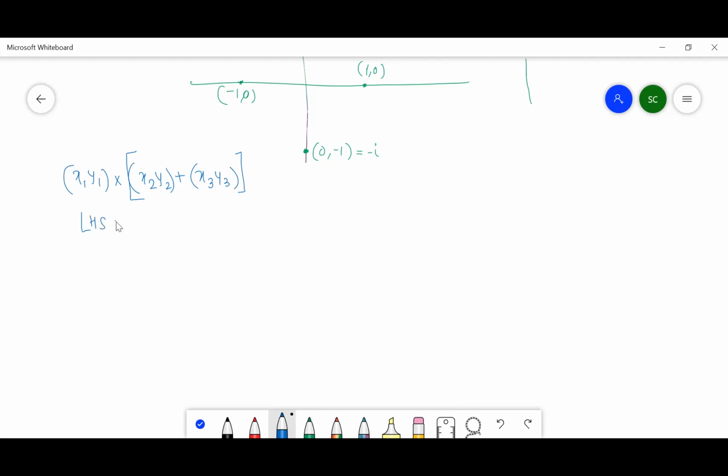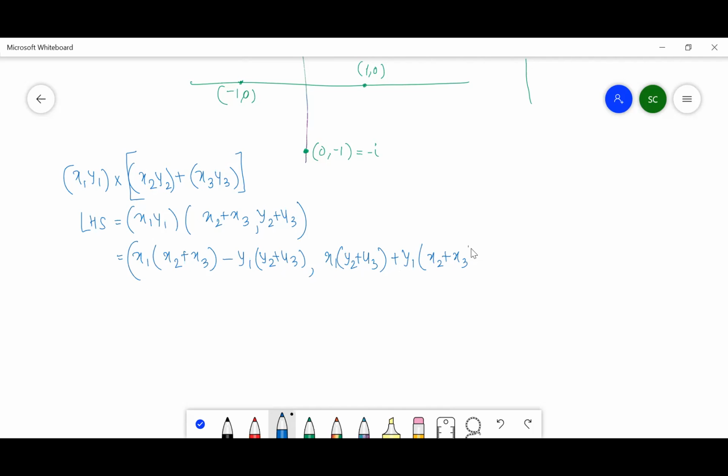So LHS is equal to x1, y1 into x2 plus x3 comma y2 plus y3, which is equal to x1 into x2 plus x3 minus y1 into y2 plus y3. This is the first coordinate, comma, then x1 into y2 plus y3 plus y1 into x2 plus x3. That is how your LHS will look.